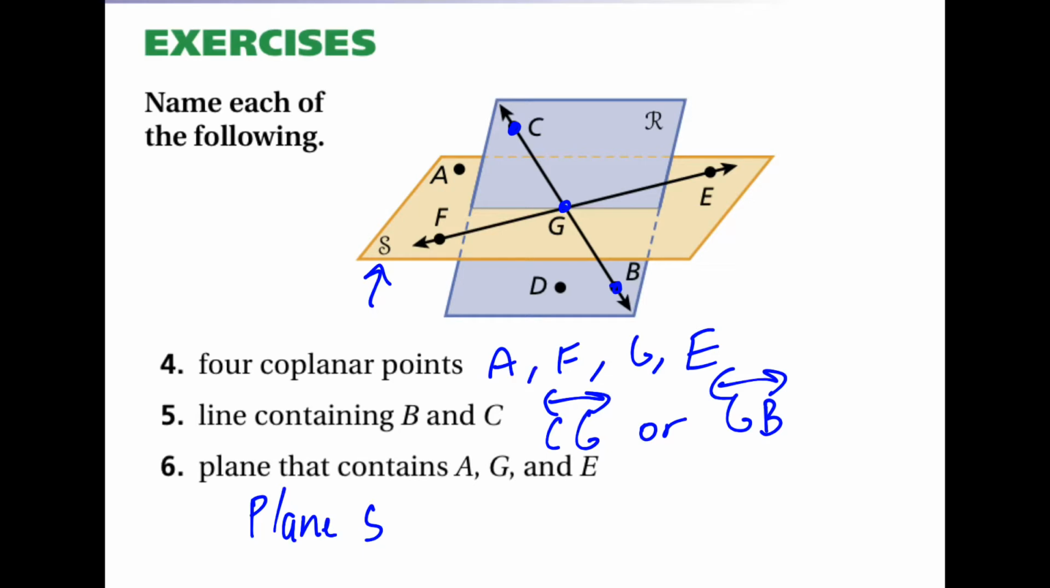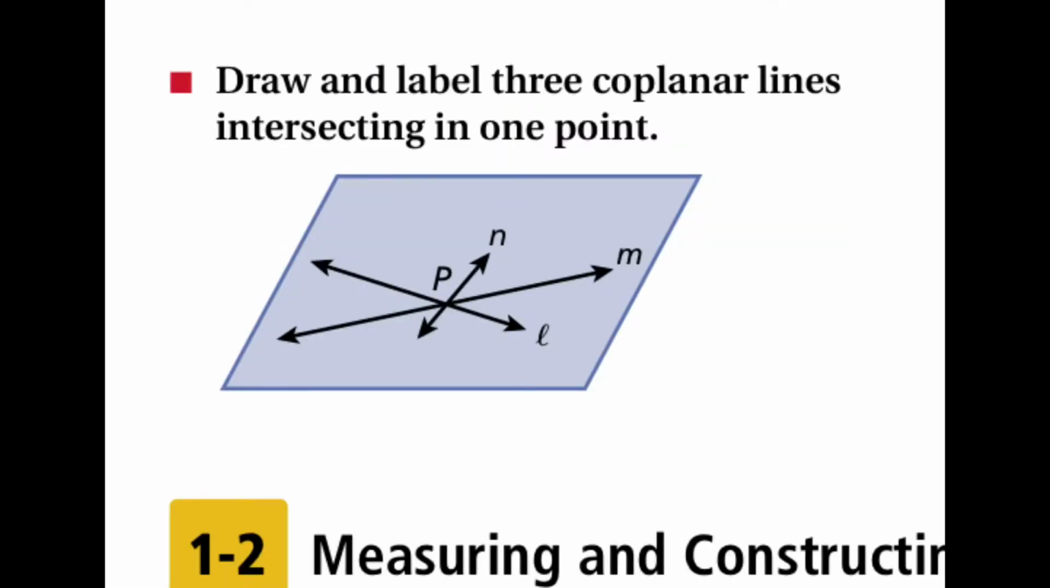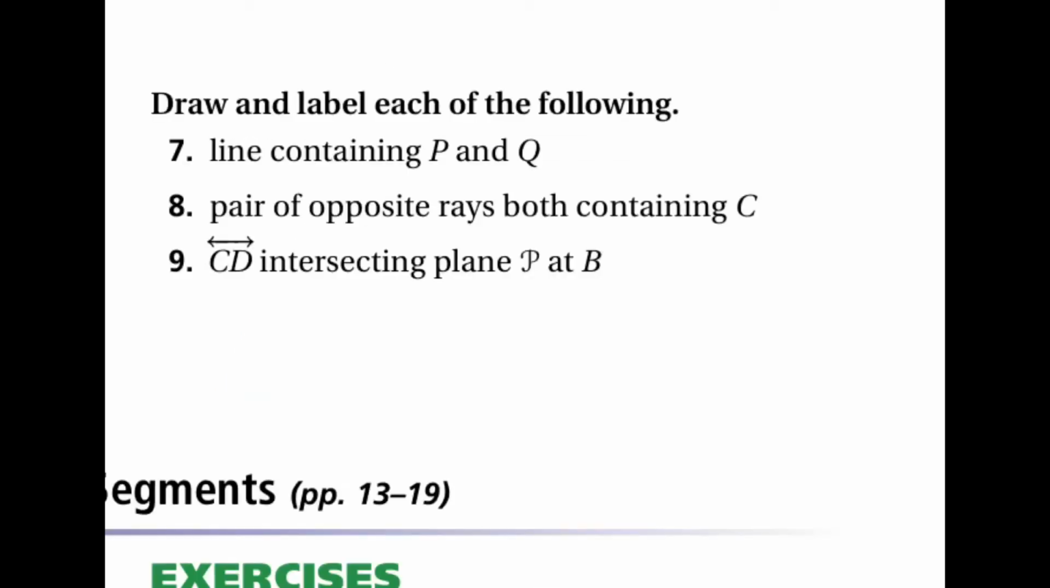We could also name it by 3 points in the plane that are not on the same line. So we could call this plane AFE if we wanted to. Here's an example of 3 coplanar lines intersecting at one point P. If I wanted to draw a line containing P and Q, here's my line, here is P, and here is Q.